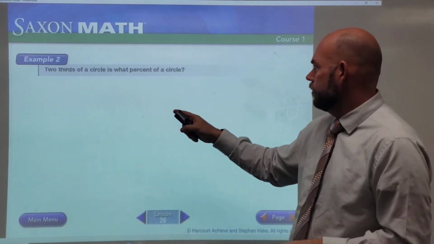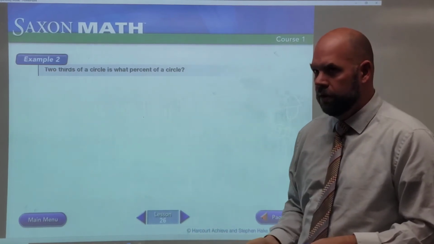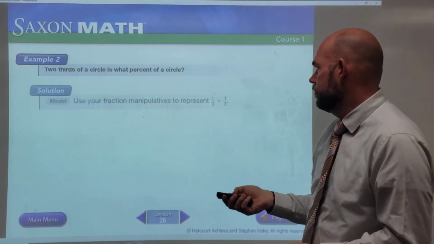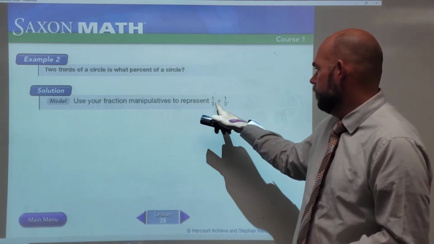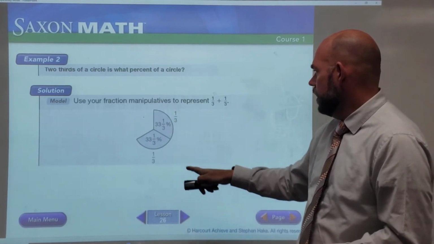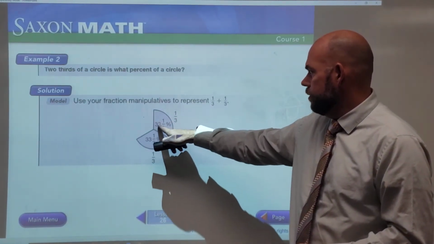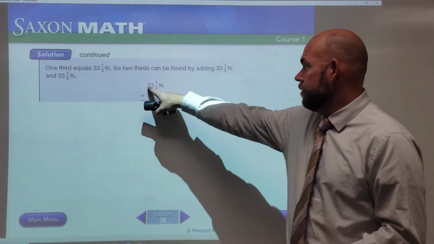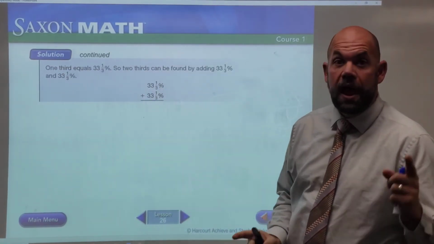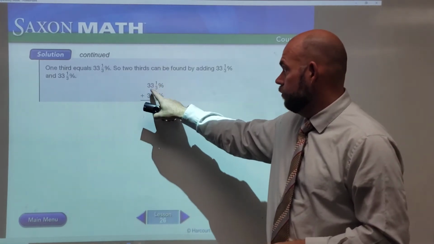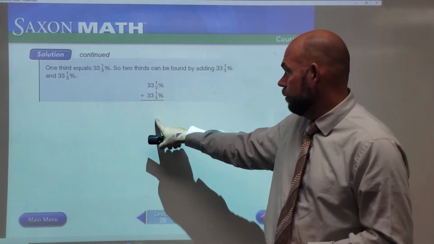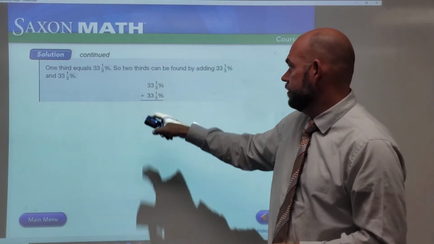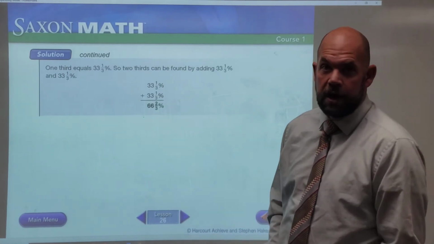So 2/3 of a circle is represented by what percent of a circle? Well, 1/3 is 33 1/3%, so we have to add that twice. So we can look at that by adding 1/3 plus 1/3, and for each third, we're going to say 33 1/3%. Now we can line that up as an addition problem. So we'd say 33 1/3, 33 1/3. Now we add the fraction part first. 1/3 plus 1/3 equals 2/3, so we'll put that down there. And then we can add 33 plus 33, which is 66. So 66 2/3 will be our answer.